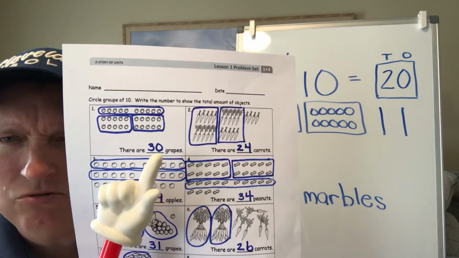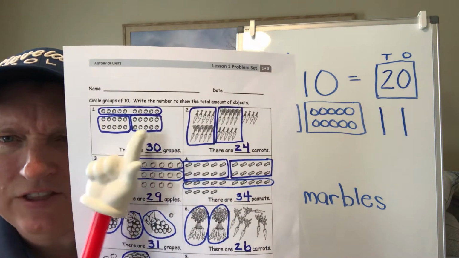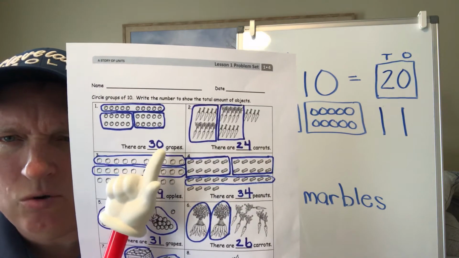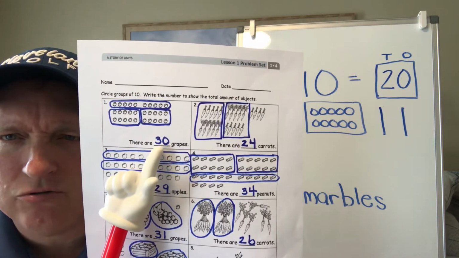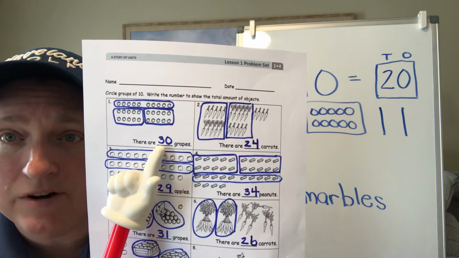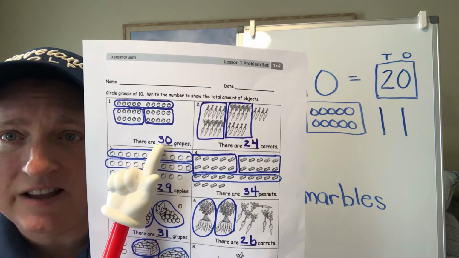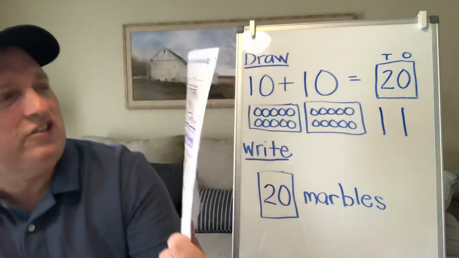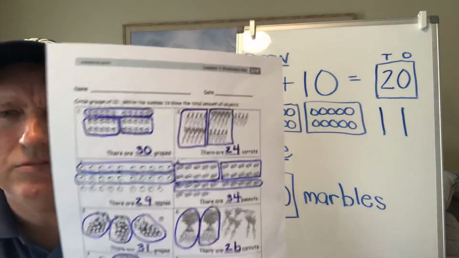Did I have any loose ones? No, I had 0. Everything's in a bundle. So I have 0 ones. How many bundles or groups of 10 do you see? 3 separate groups of 10. So you put that in the tens place, and your answer is, in this case, 30 grapes.